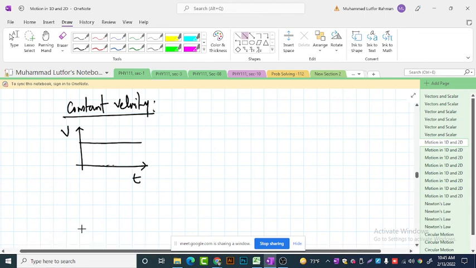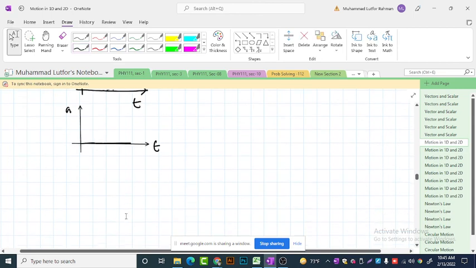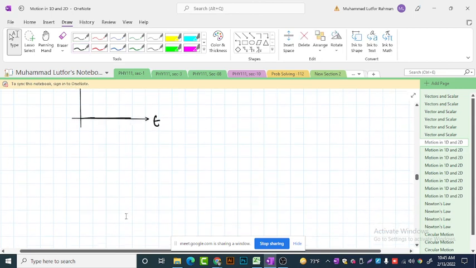All right, what about the acceleration versus time graph? It will be 0. So this is acceleration, and definitely the curve will lie on the x-axis. What about the displacement versus time graph?